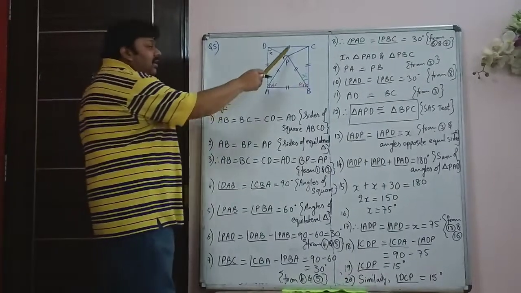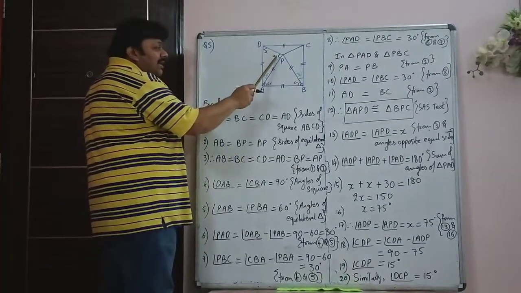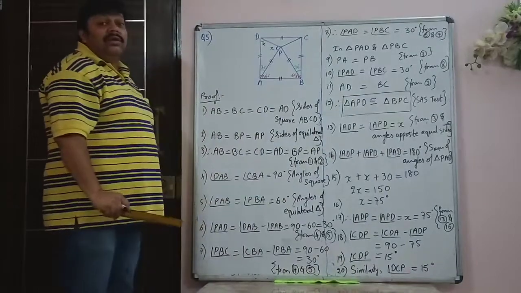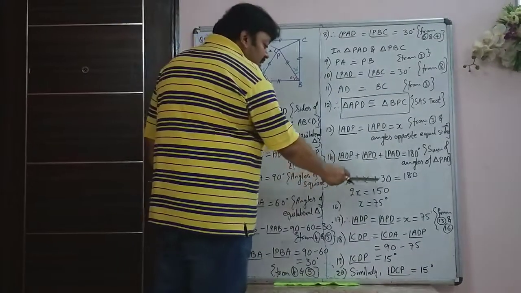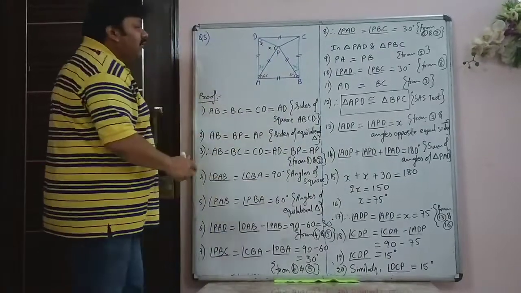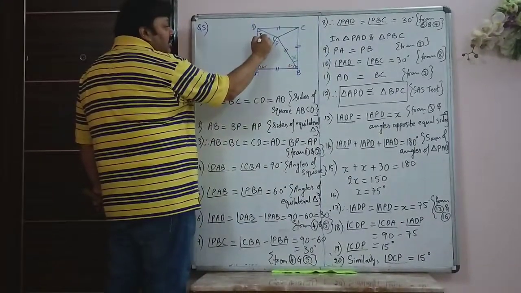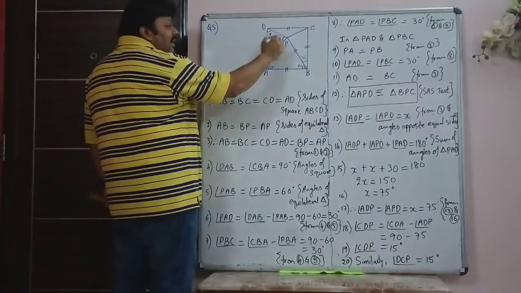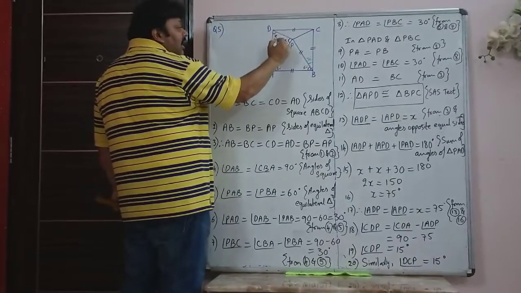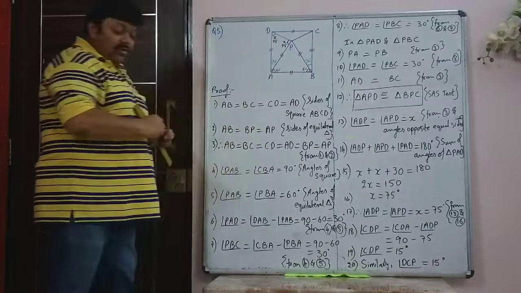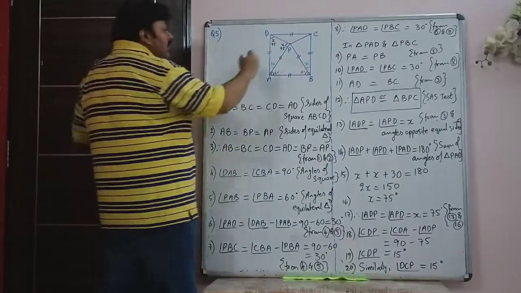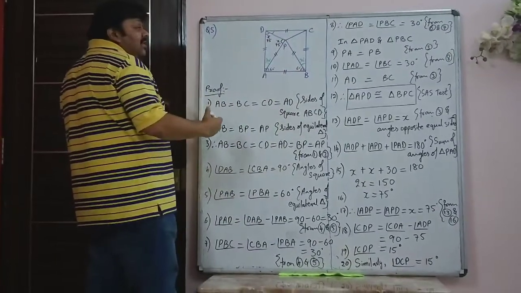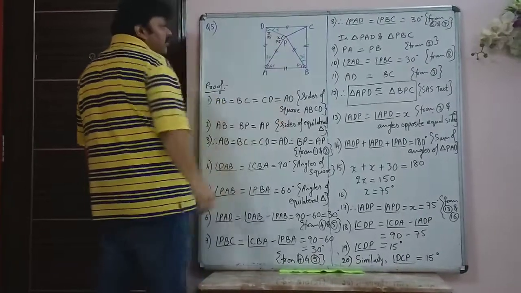So now if you take the triangle PAD, X plus X plus this 30 is 180 degrees, sum of angles of the triangle. So 2x is 150, or x is 75. So we are getting this x and this x as 75 degrees. Now if this angle is 75 degrees and the entire angle is 90 degrees, then obviously the angle PDC will be 90 minus 75, that is 15 degrees.